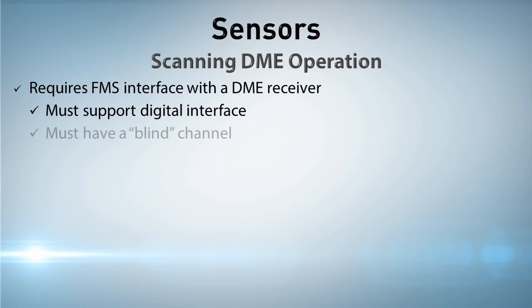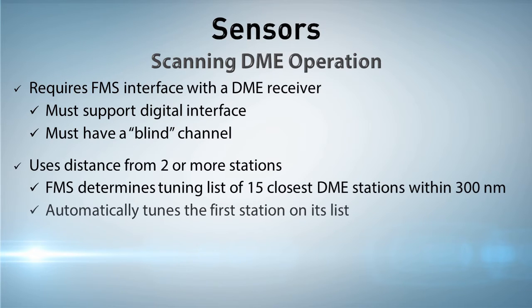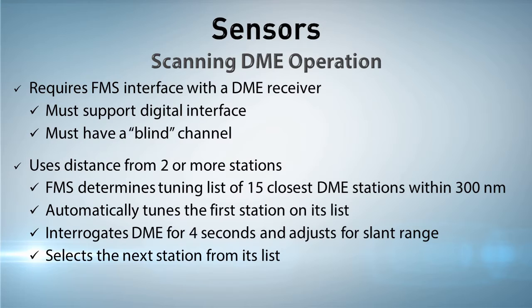Scanning DME requires that the FMS interface with a DME receiver that can support both a digital interface and have a blind channel. The scanning DME position is determined by measuring ranges to multiple DME sites of known latitude-longitude position. The FMS searches the nav database to find the 15 closest stations within 300 nautical miles. It then uses the third channel of the DME to interrogate each station for 4 seconds. The FMS automatically corrects the readings for slant range errors.